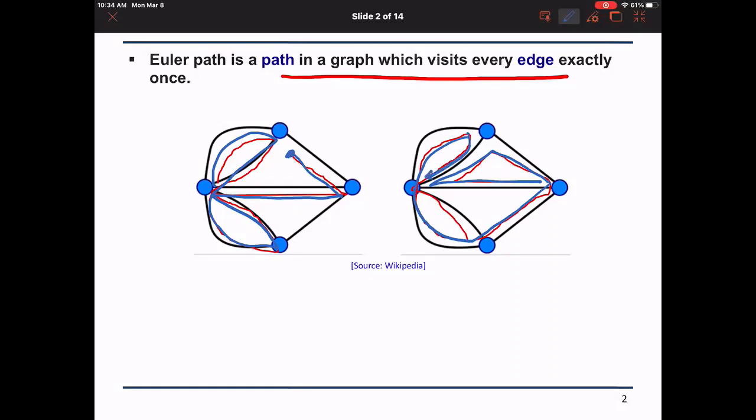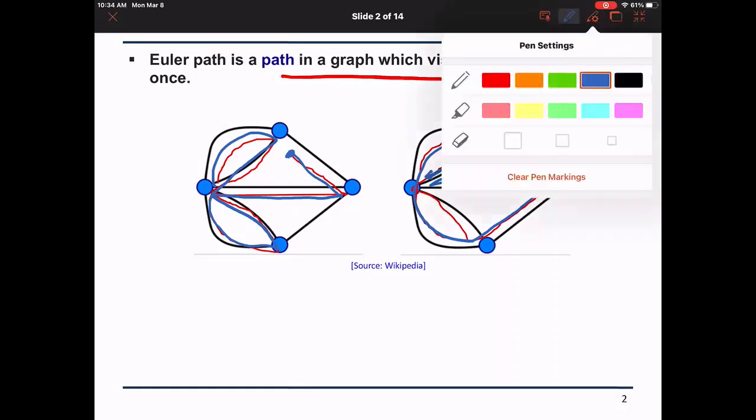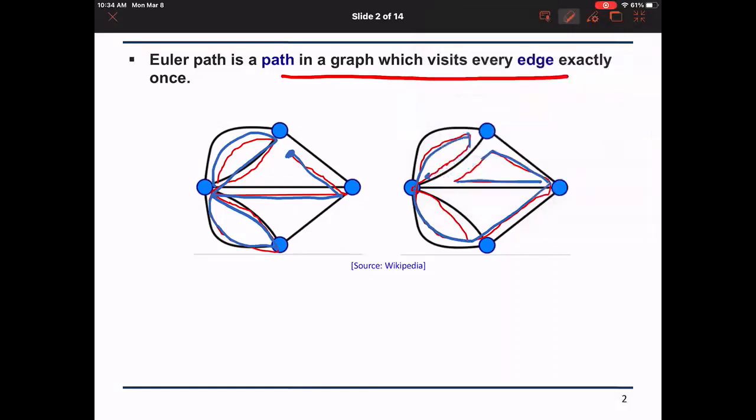Okay, so this is how we reject a Euler path, or this is how we accept a Euler path. So in this scenario I started from here. I visited this path, I went back, went up and came back, and this way I visited every edge once. So the most important thing is to be able to visit every edge only once.